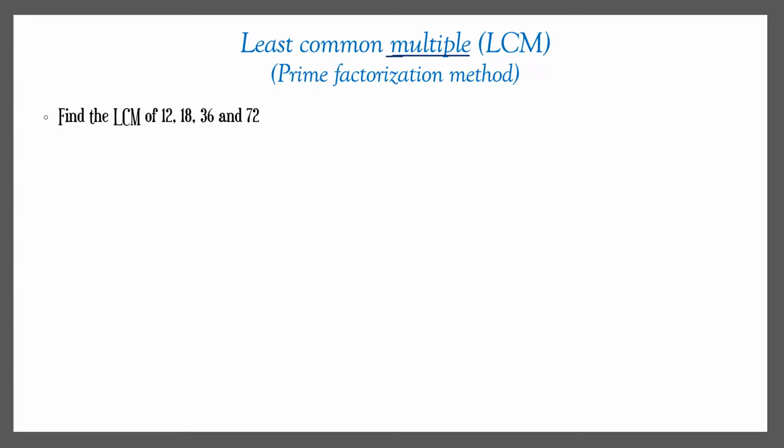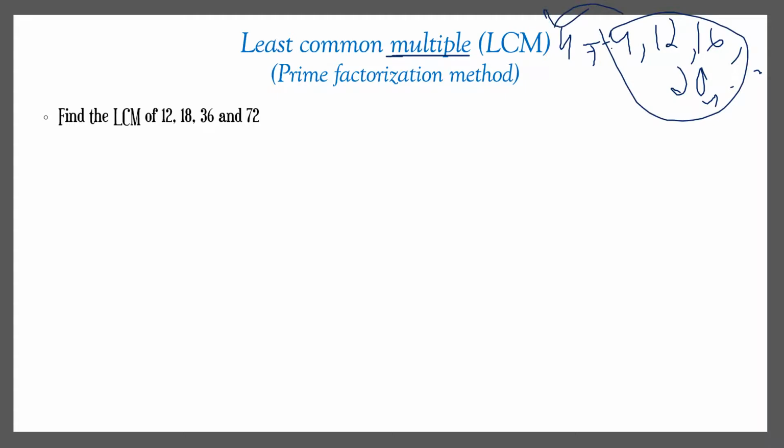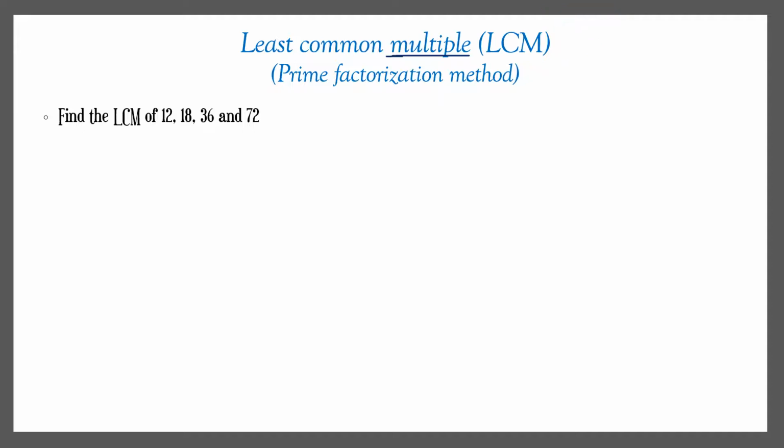For example, multiples of 4 are 4, 8, 12, 16, 20 and so on, because these numbers can all be divided by the given number. So these are called the multiples of 4. Now we have to find the least common multiple using prime factorization method. We have already done the prime factorization method.